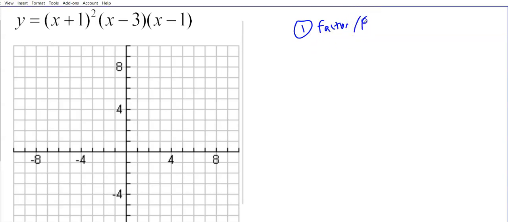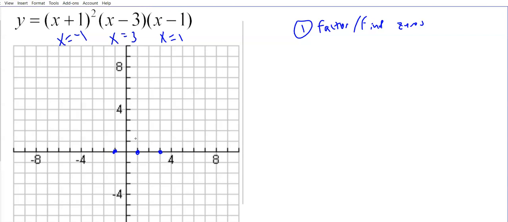and find the zeros. Well, this one's already factored, so I'm going to find the zeros. The solutions would be, set each factor equal to 0. So x equals positive 1, x equals positive 3, and x equals negative 1. So I'm going to put points there at negative 1, 3, and positive 1. So those are the three places that this particular function touches the x-axis.